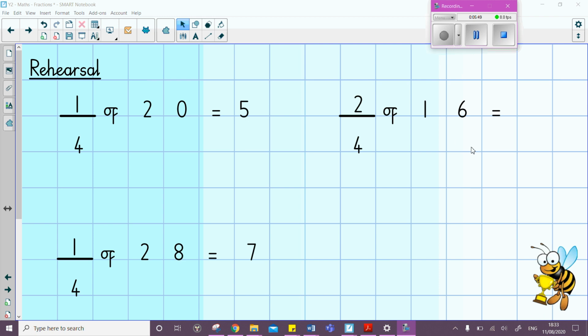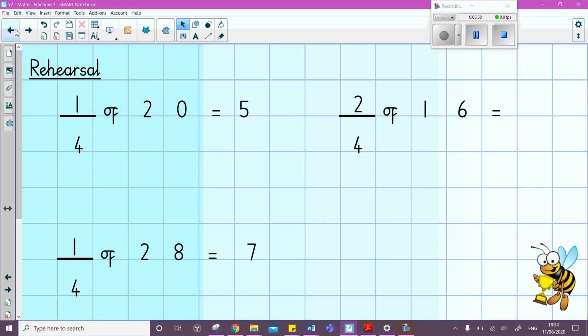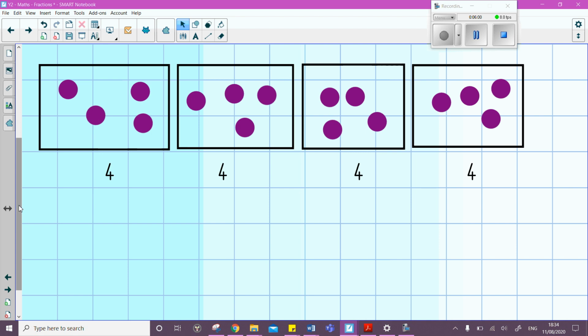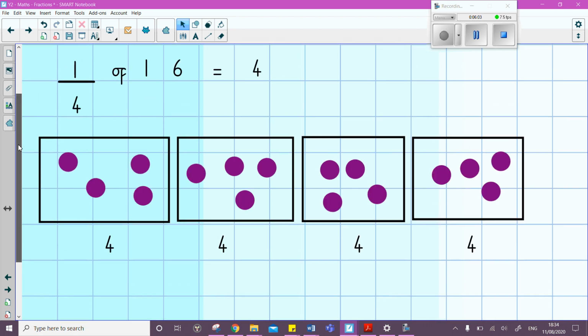Now, here we are finding a non-unit fraction of an amount because the numerator is no longer 1, it is now 2/4 of 16. Now if we go back, we found that 1/4 of 16 was 4. There's my 1/4. There's 2/4. There's 3/4. And there's 4/4. So what do you think I will do to find 2/4 of 16?